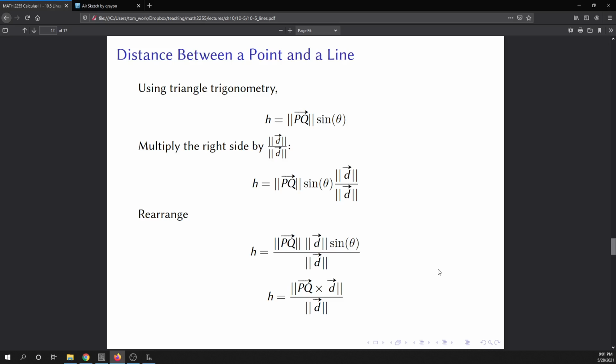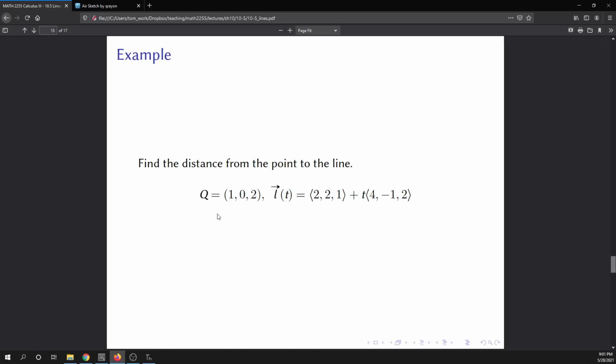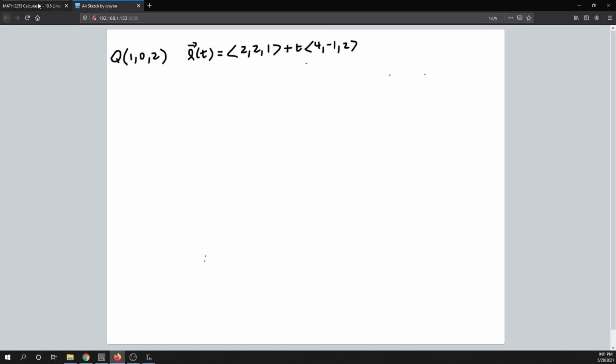Okay. All right, so let's take a look at an example. We want to find the distance from the point Q to the line L. All right, I have that written out over here. Let's just double check that. All right, that looks good. All right, so we have this line L, and we have Q up here somewhere.